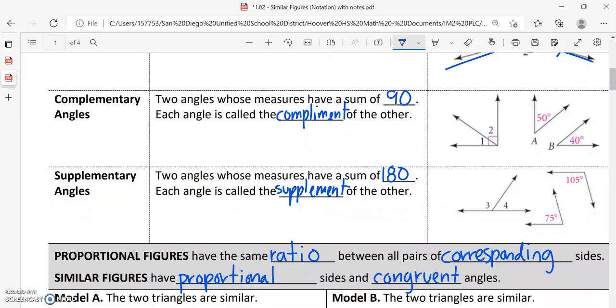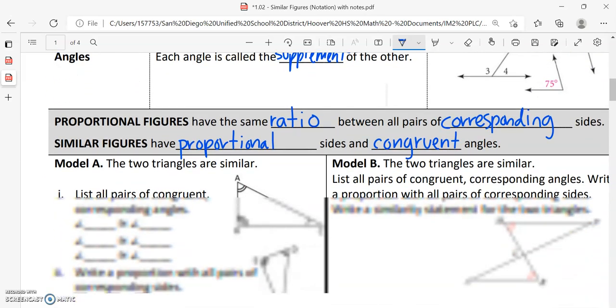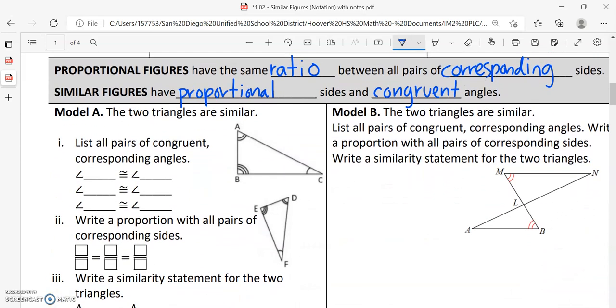Complementary and supplementary are very, very similar things. Complementary adds up to 90 degrees, and supplementary adds up to 180. The way I like to memorize it is C comes before S in the alphabet, so C is less, which is 90, S is 180. Proportional figures have the same ratio between all pairs of corresponding sides, and similar figures have proportional sides and congruent angles. All right, let's do Model A.